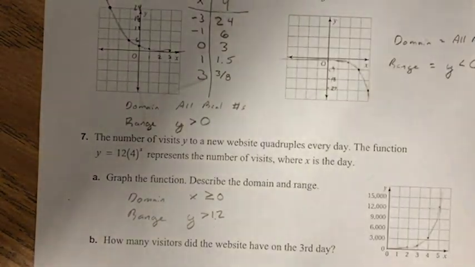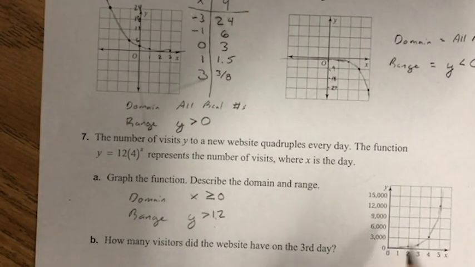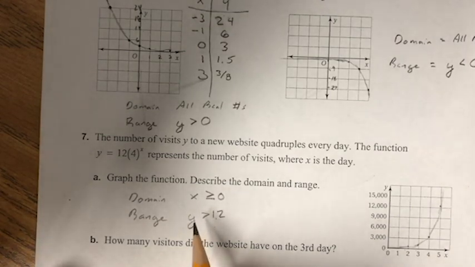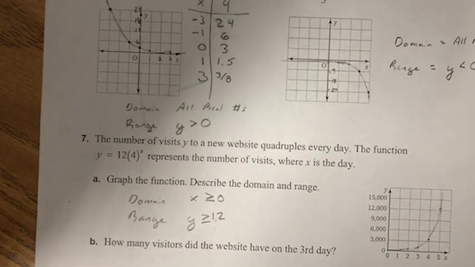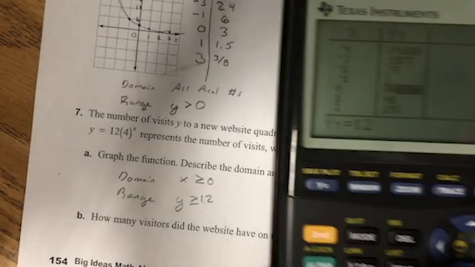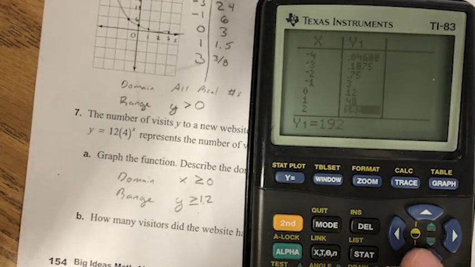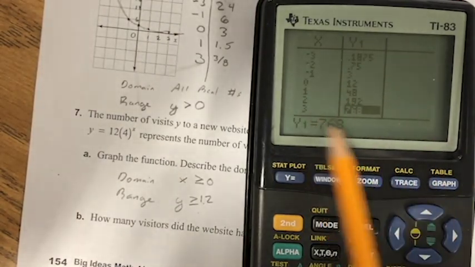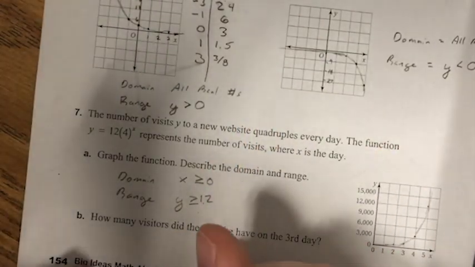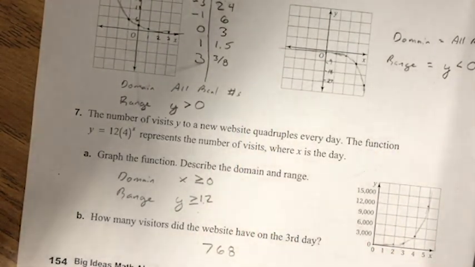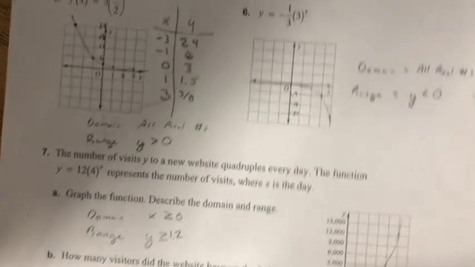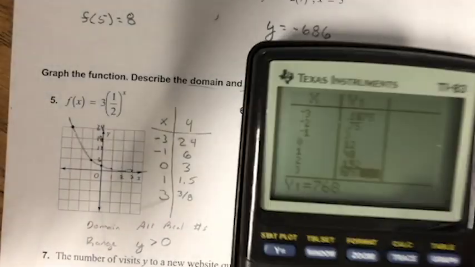All right, so the domain for this would be, just to rehash, all numbers greater than or equal to 0, while the range is all numbers greater than or equal to 12. Sorry, I forgot to put that symbol there. All right. Now it says how many visitors did the website have on the 3rd day? Well, that's easy. We got that in the calculator. All we got to do is scroll down and look at it. So x is 3, so we have 768 people. That one was easy.